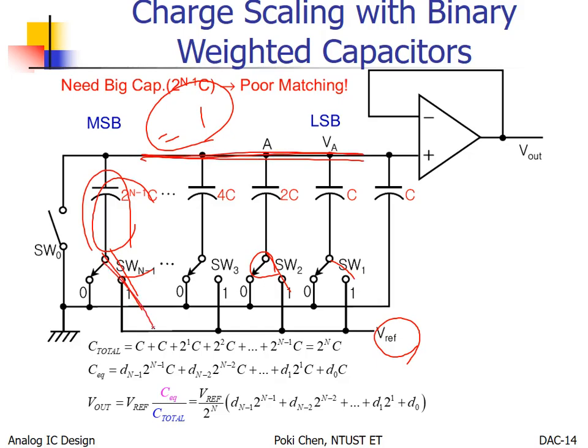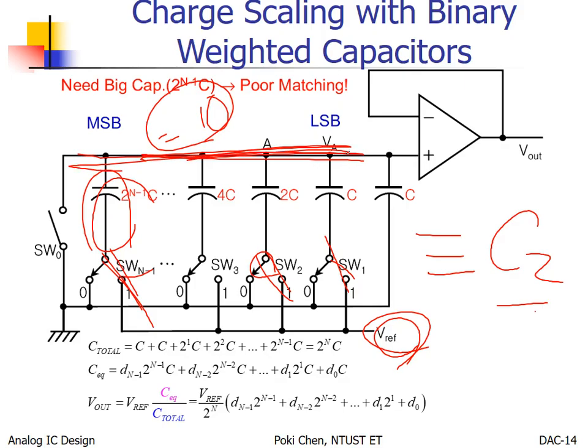And to the other terminal, all of them are connected to V reference, right? So all of them are connected in parallel, so equivalent to what? C2, right? And for all those with control bit 0, they never be switched. But they are still connected in parallel because, again, they have node A as one terminal, and the other terminal is ground. So all of them equivalent to C1.